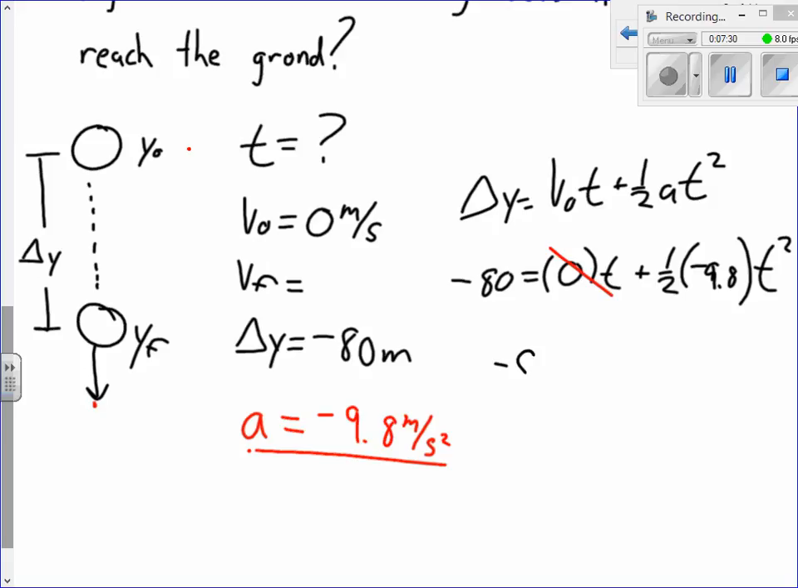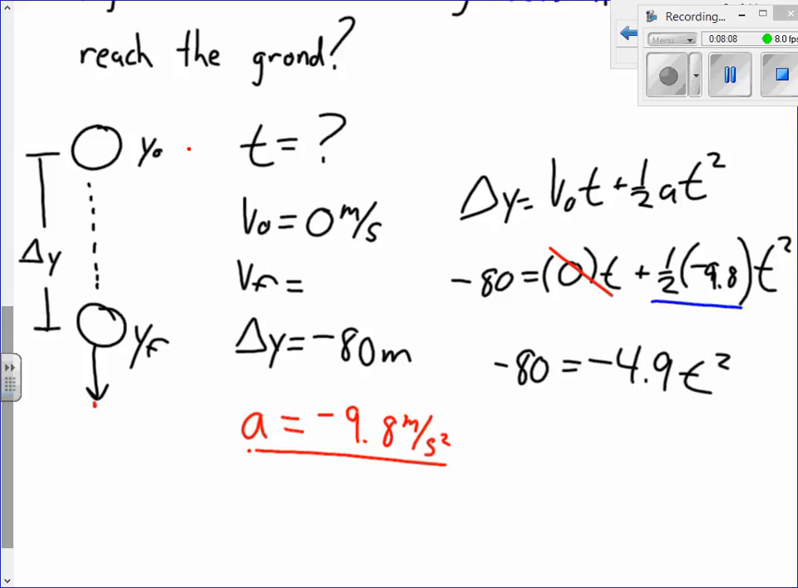Our next line down will be negative 80 equals, I have to multiply these two numbers together. I have to multiply 1/2 and 9.8. This is a good number to memorize. You don't have to memorize it, but just remember that 1/2 times 9.8 is negative 19.6. That is totally wrong. It's going to be negative 4.9. So go ahead and memorize that. I was thinking 2 times 9.8 is 19.6, but this is 1/2 9.8. That number is going to pop up a lot.